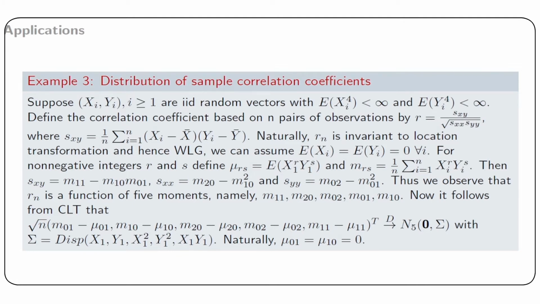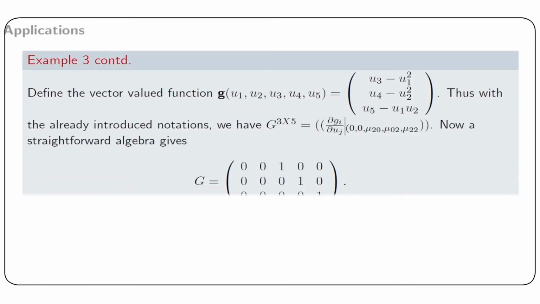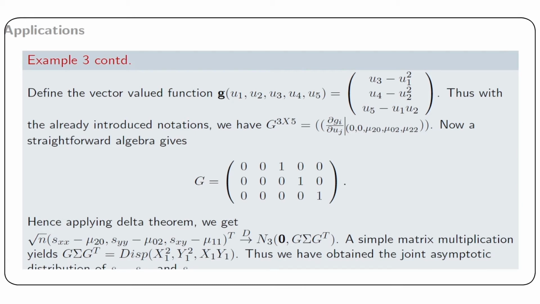So, looking at the expression of R as a function of 5 moments, we define the vector valued function g, which has 5 arguments u1 up to u5, as a 3 component vector with elements u3 minus u1 square, then u4 minus u2 square, and the last element is u5 minus u1 multiplied by u2. Thus, with the already introduced notations, we have to evaluate in this case a 3 cross 5 matrix G at the expectation, and a straightforward algebra gives G as a partition matrix where the first part is a 0 matrix of order 3 cross 2 and the rest is an identity matrix of order 3.